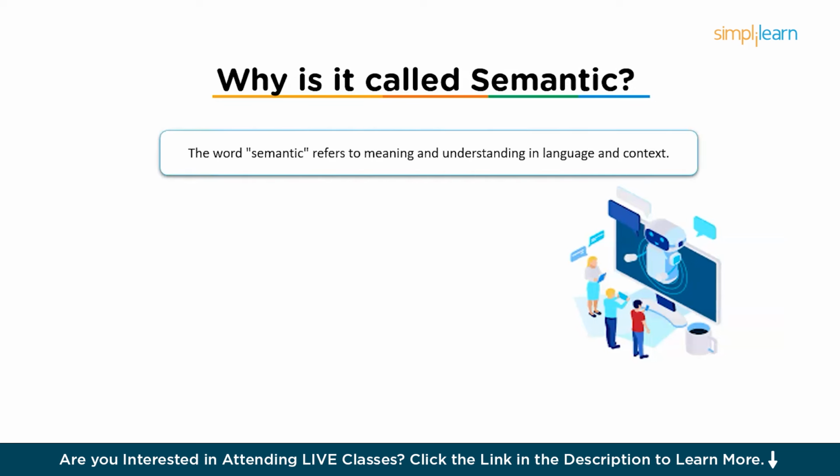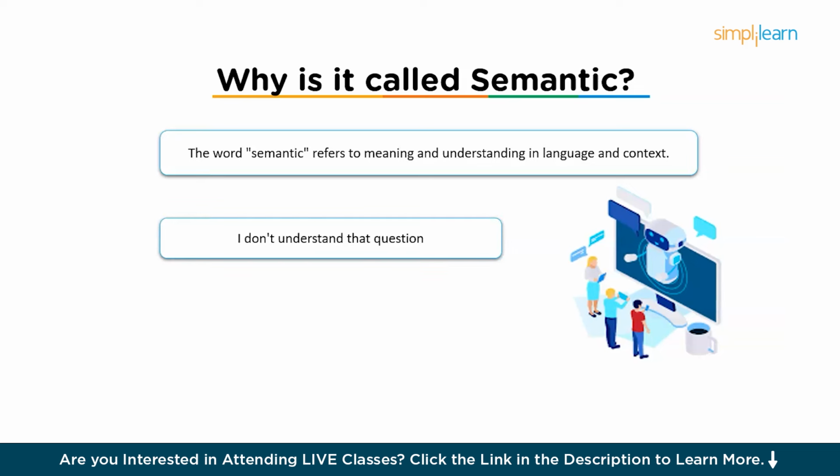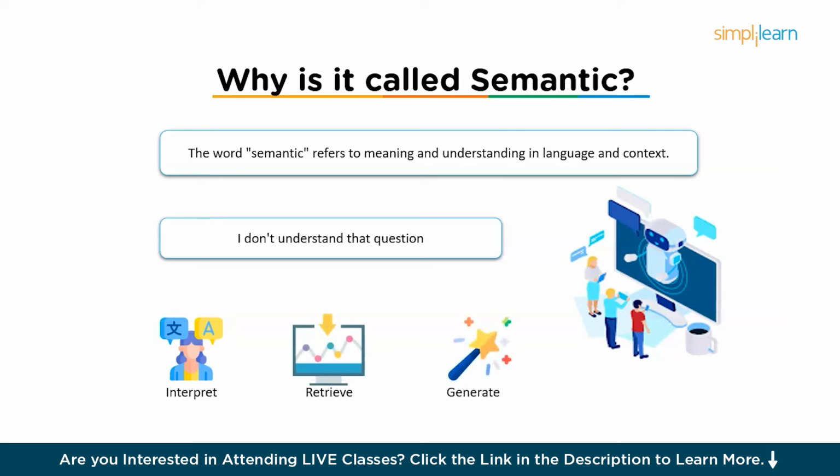Now, after we have understood what a semantic kernel is, let's understand why it is called semantic. The word semantic refers to the meaning and understanding in language and context. Traditional software runs based on predefined rules and logic, but Semantic Kernel enables applications to understand the meaning and generate responses dynamically based on the context. For example, a normal chatbot may answer, "I don't understand that question," if it doesn't find a predefined response. But a chatbot using Semantic Kernel can interpret the intent behind the question, retrieve the relevant knowledge, and generate an appropriate response, making it more intelligent.